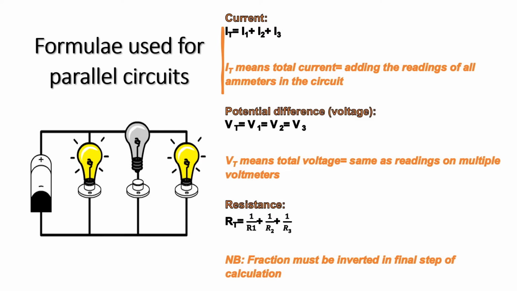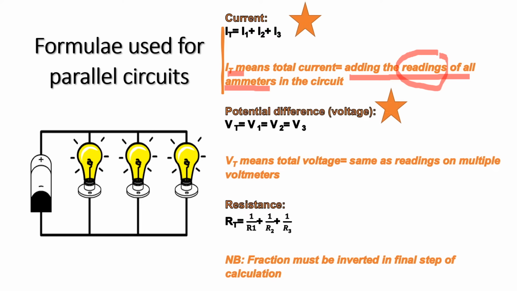Now we have a look at the formula used specifically for parallel circuits, starting with current. To measure current in a parallel circuit, we use IT is equal to I1 plus I2 plus I3. Again, IT means the total current, and the way we get the current is by adding the readings of all ammeters in the circuit. This is because current divides between the different paths, so to get the total, we need to add the amounts or the readings on all the ammeters present in a parallel circuit.